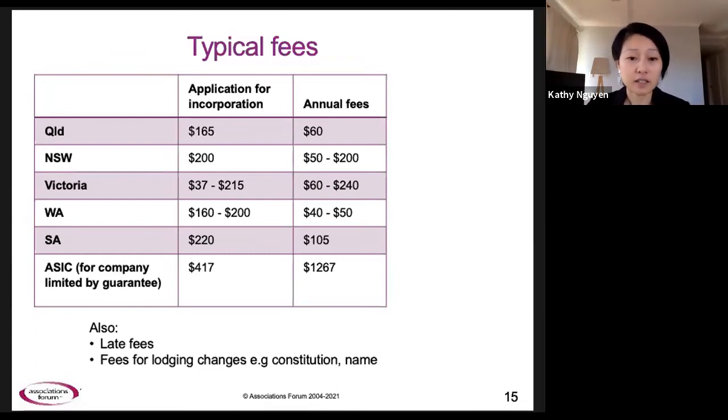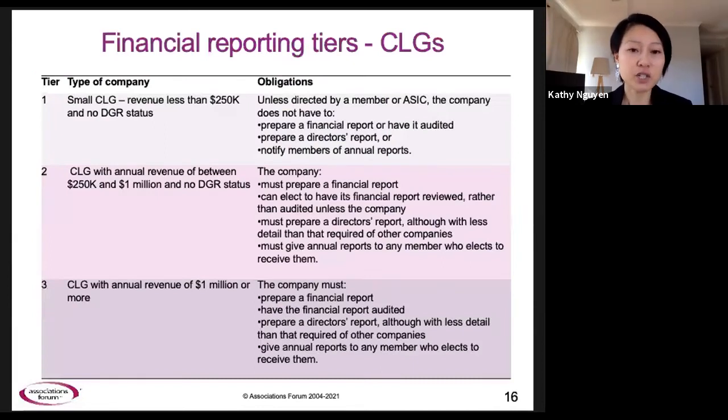Okay. All right. So financial reporting tiers for companies limited by guarantee. A small company limited by guarantee, tier 1, are those with revenue less than $250,000. So small CLGs do not have to prepare a financial report or have it audited unless directed by a member or ASIC. And then there's 2 more tiers after that. So 250 to 1 million and those over 1 million. Those larger ones do have to prepare a financial report. The middle tier has to have it reviewed rather than audited. And then the large tier 3, which is the large company limited by guarantee, has to have it audited.